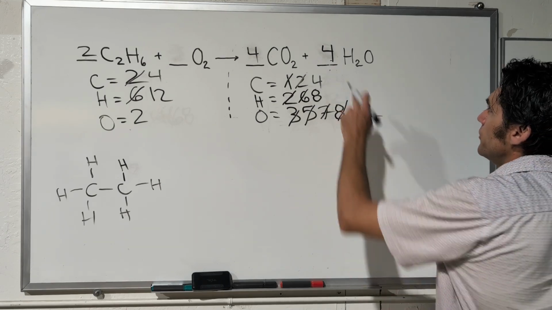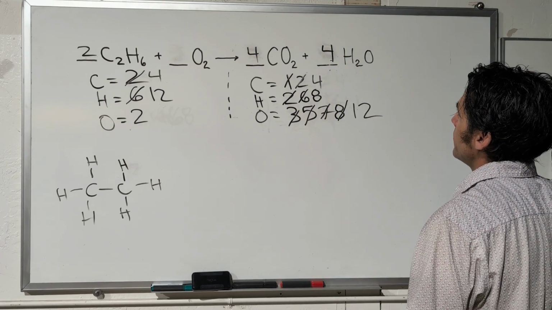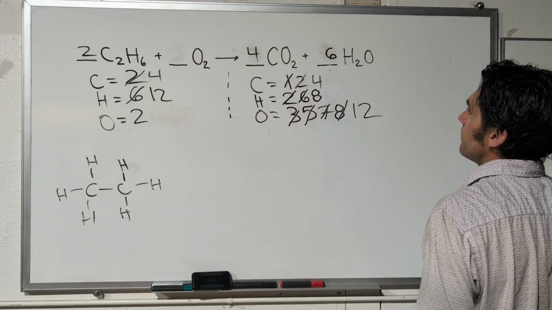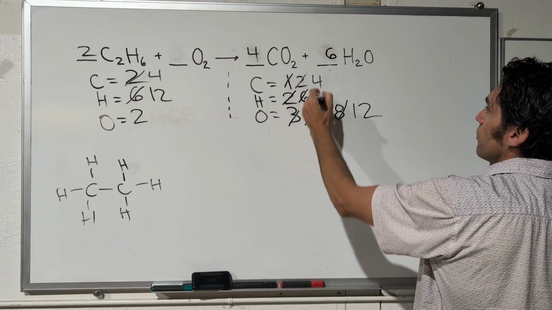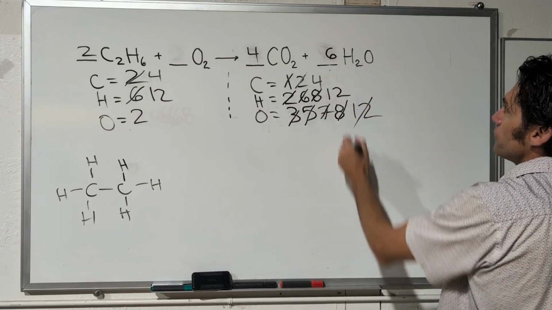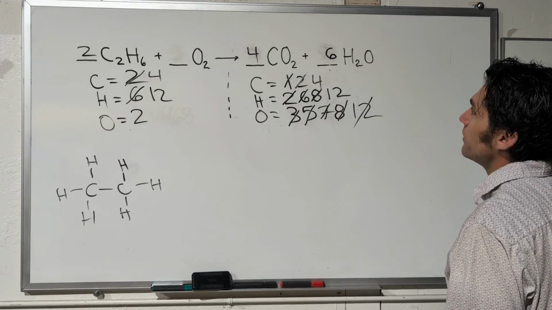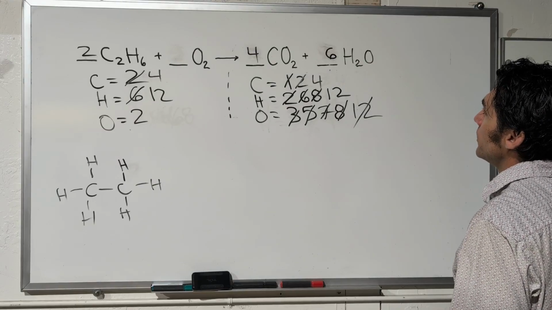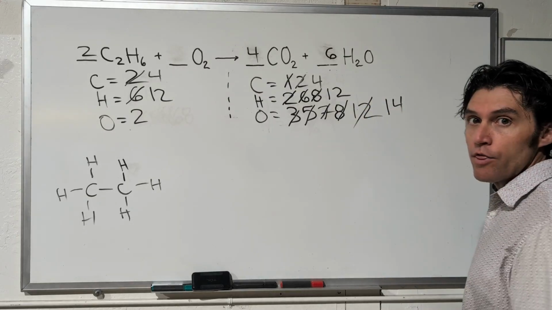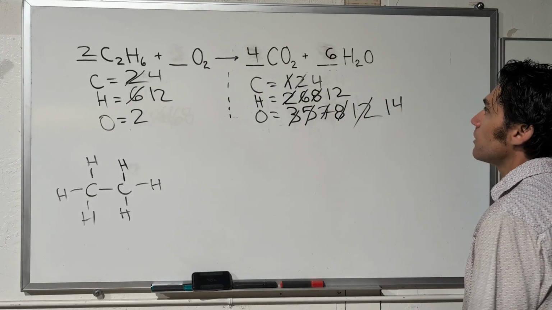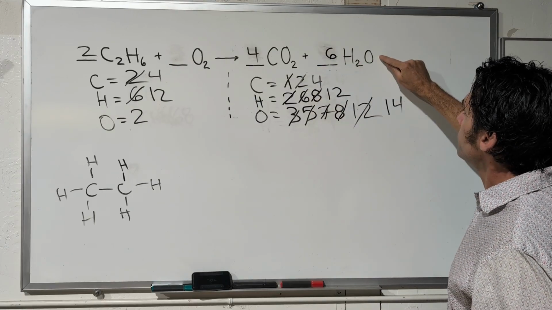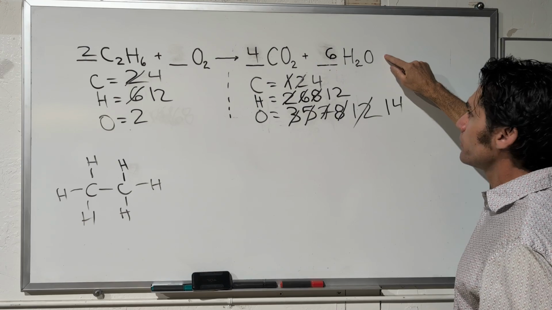So let's change that to a 6. Because now that's gonna change this to a 12, which is what we want. But it's also gonna change our oxygens. So now we got 8 plus 6 equals 14. Oh, you know what? I think we can do it now. Let's double check. 2 times 4 goes 8, 9, 10, 11, 12, 13, 14.